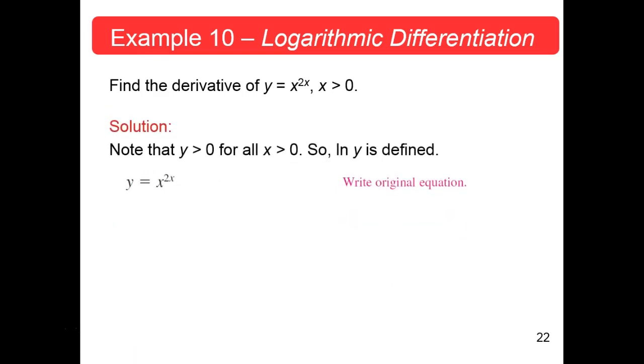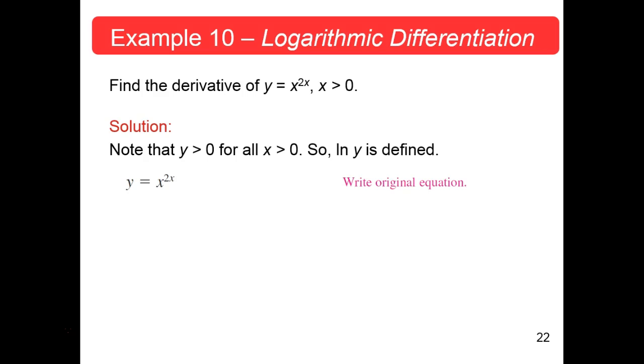Note that y is positive for all x's that are positive. Okay? And we said that x has to be positive. See, if x were negative, 2 times x would be negative, and then you'd have a negative number raised to a negative power, that's 1 over a negative number raised to that power. If that power wasn't exactly even, then that denominator is going to be negative. But if that x is positive, then this thing is positive. That means the y is positive. So since the y is positive, you can take log y.